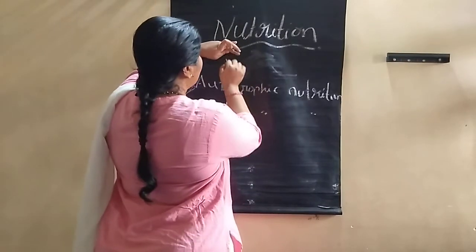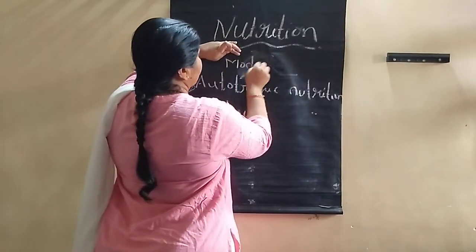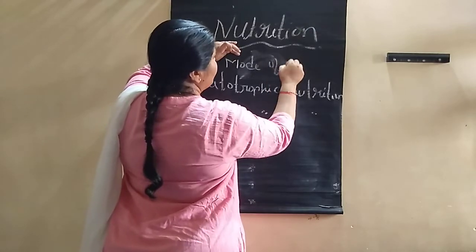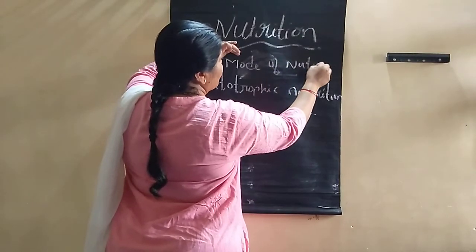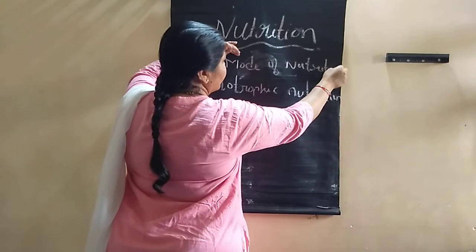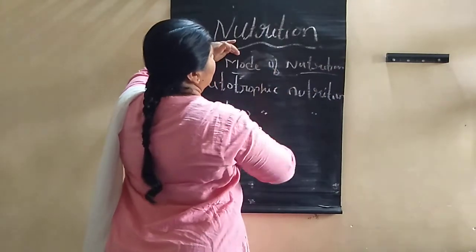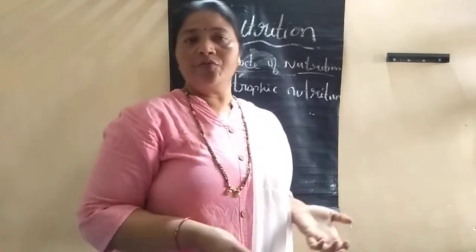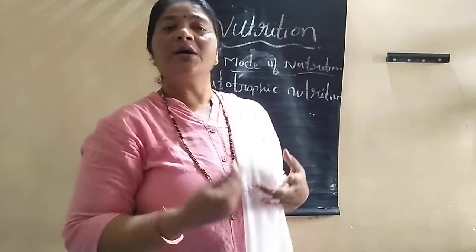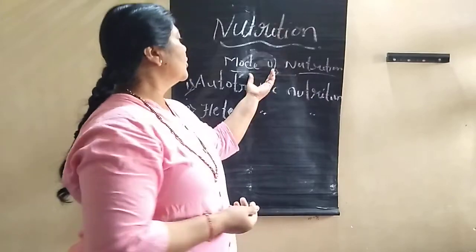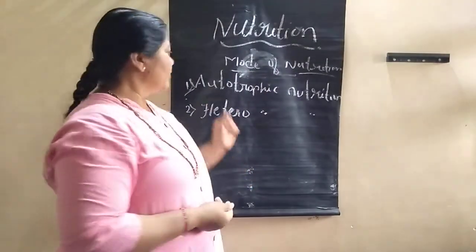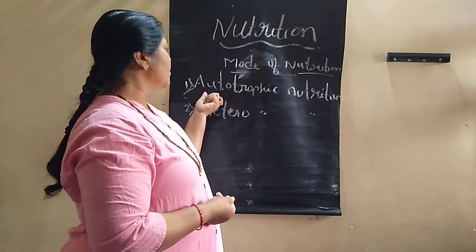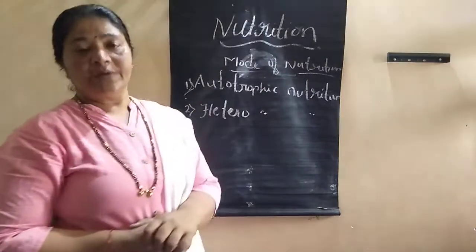This is a mode of nutrition. What is this mode of nutrition? You are taking food, no? In what manner are you taking that food? Are you preparing your own food, or are you taking the food from others? That is called the mode of nutrition. In that we have two different types: autotrophic nutrition and heterotrophic nutrition.